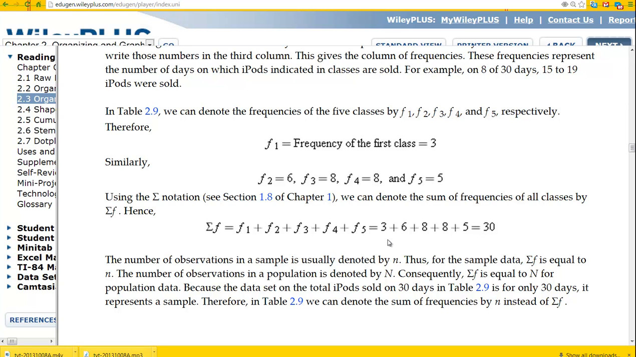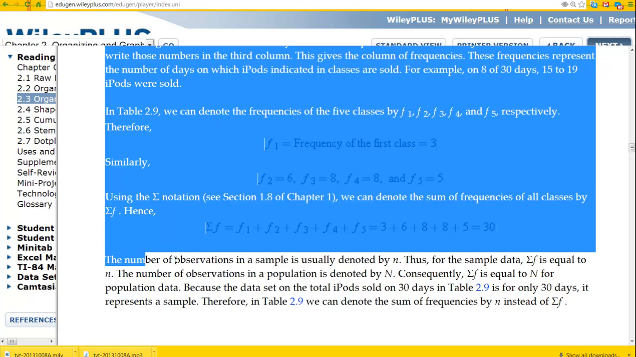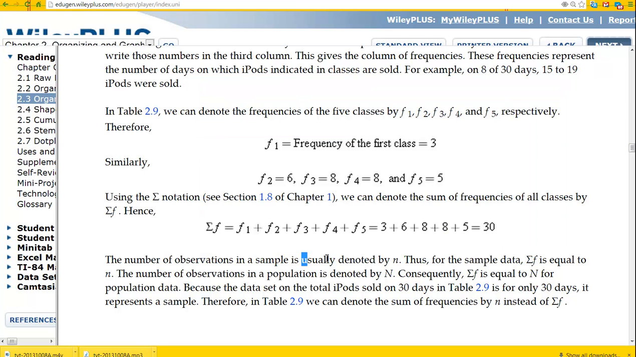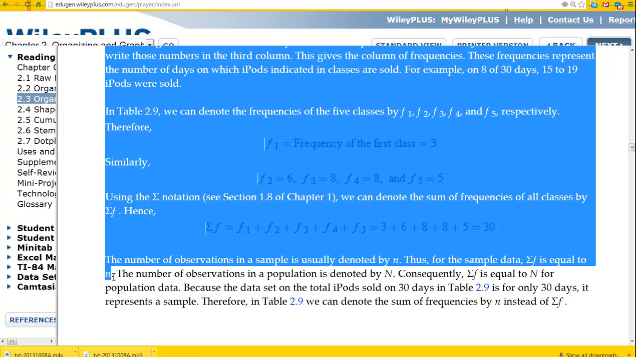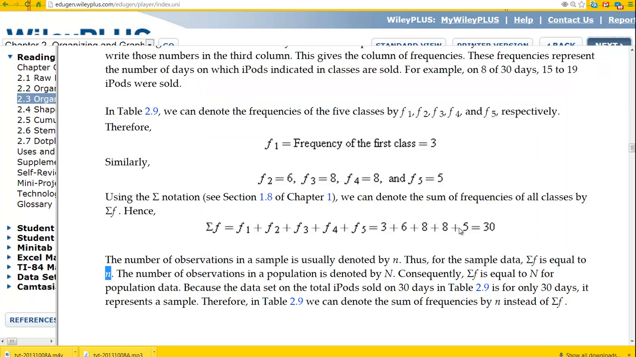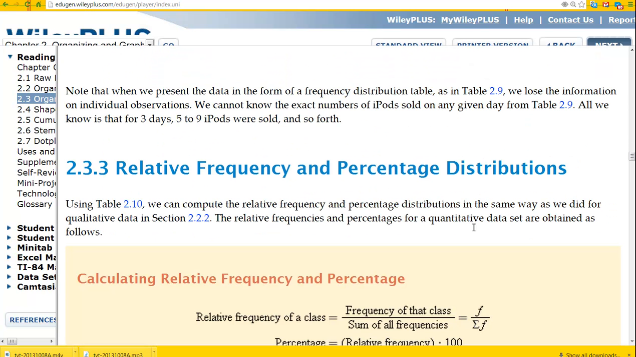Okay? And they say the number of observations in the sample is usually denoted by n. Thus, for the sample, we say that this is equal to n, right? Because n stands for 30 here. Okay? All right, now let's go back to here.